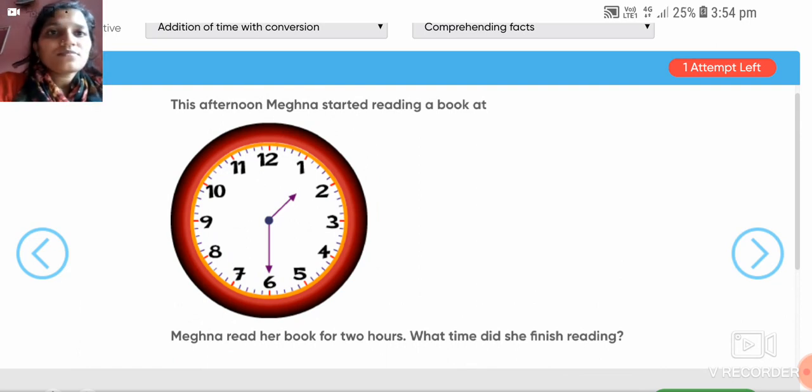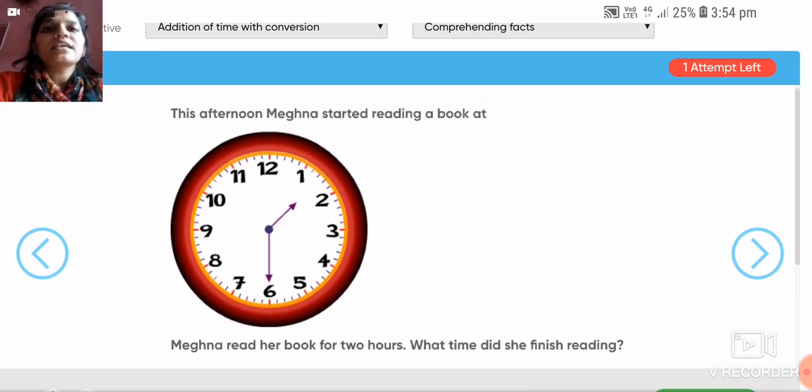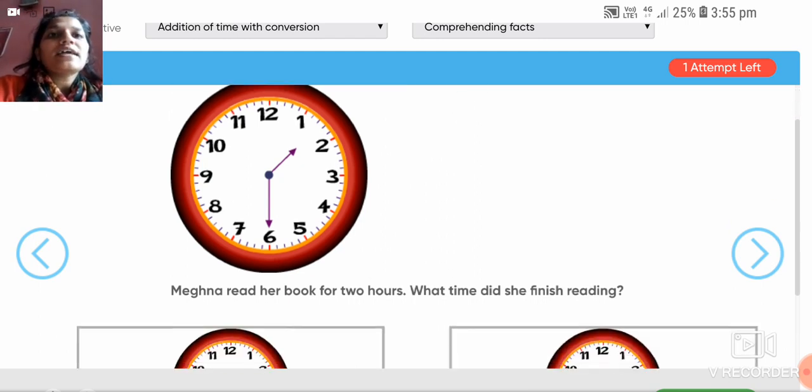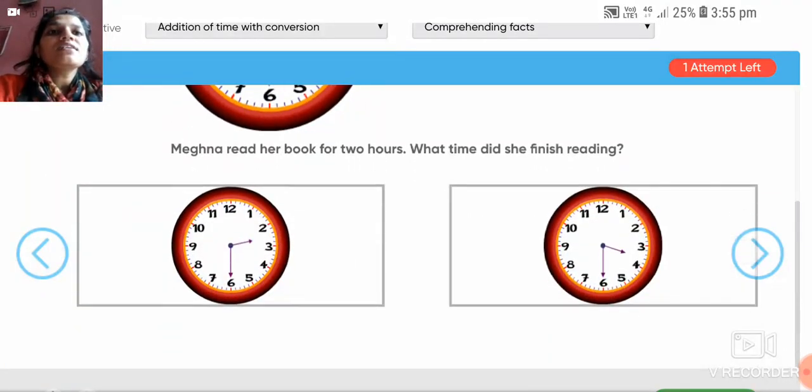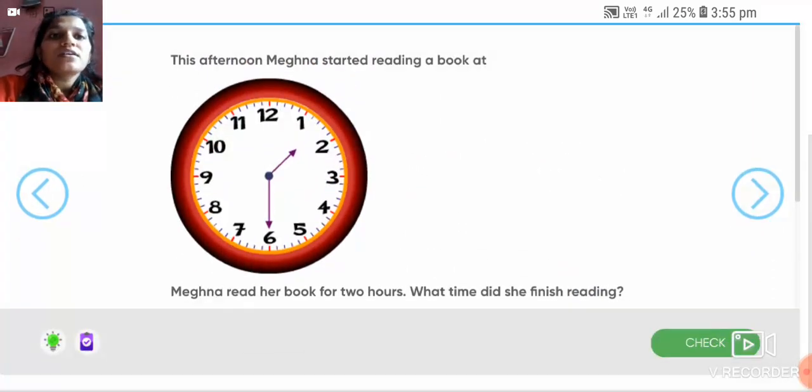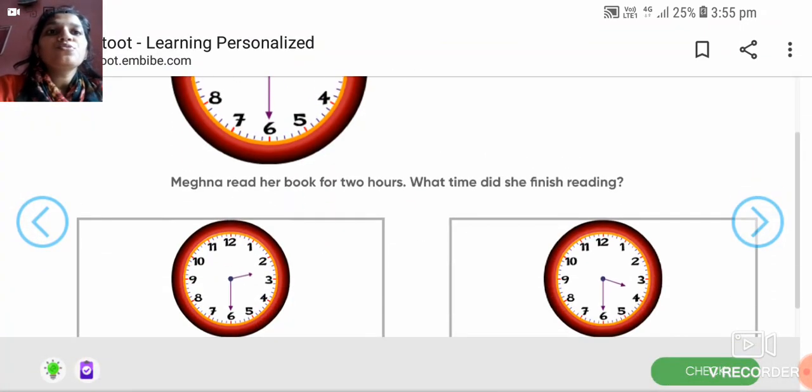Okay, this afternoon Megha started reading a book at, so students, the time we can see in the clock is 1:30. Okay, it is 1:30. And let's see the next question. Meghna read her book for 2 hours. What time did she finish reading?